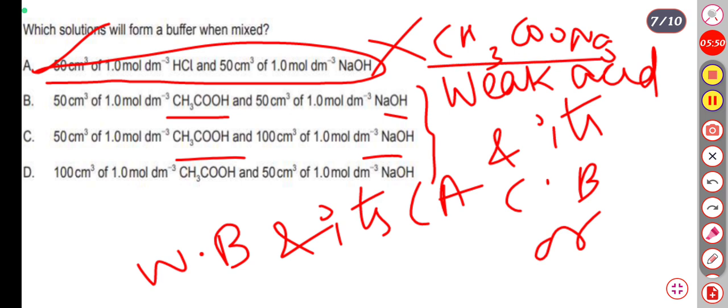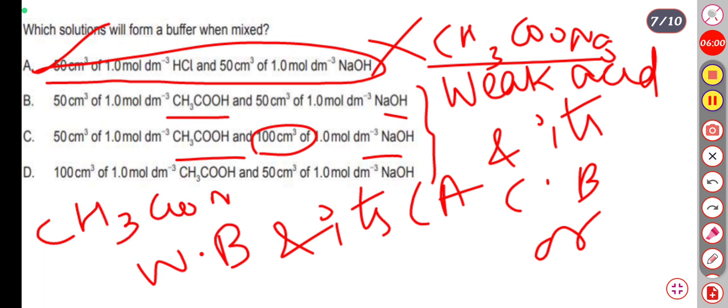In the second option, more amount of NaOH is there, so there is complete neutralization of acid and base, and what remains is a basic solution consisting of the salt CH3COONa plus NaOH, the excess of NaOH.